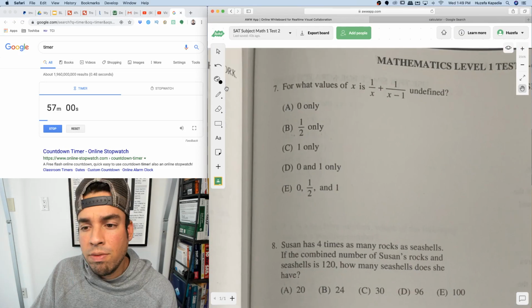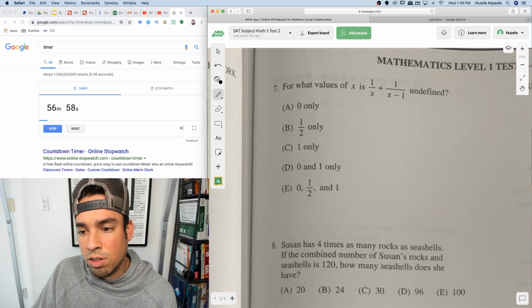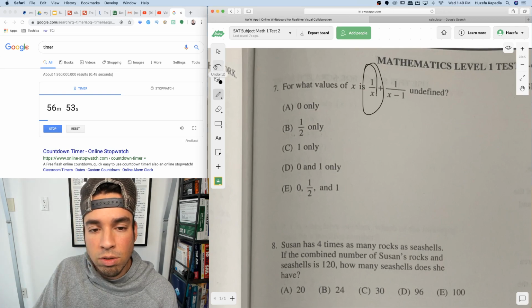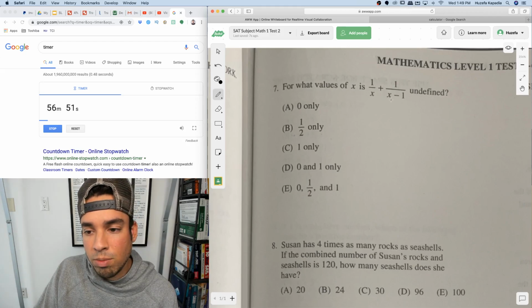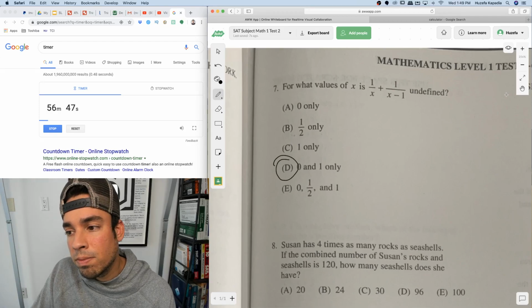For what values of x is this undefined? 0 and 1. That's it. Anytime you divide by 0, it's undefined. So x equals 0, that would happen there. And when x equals 1, this is dividing by 0. So 1 and 0.